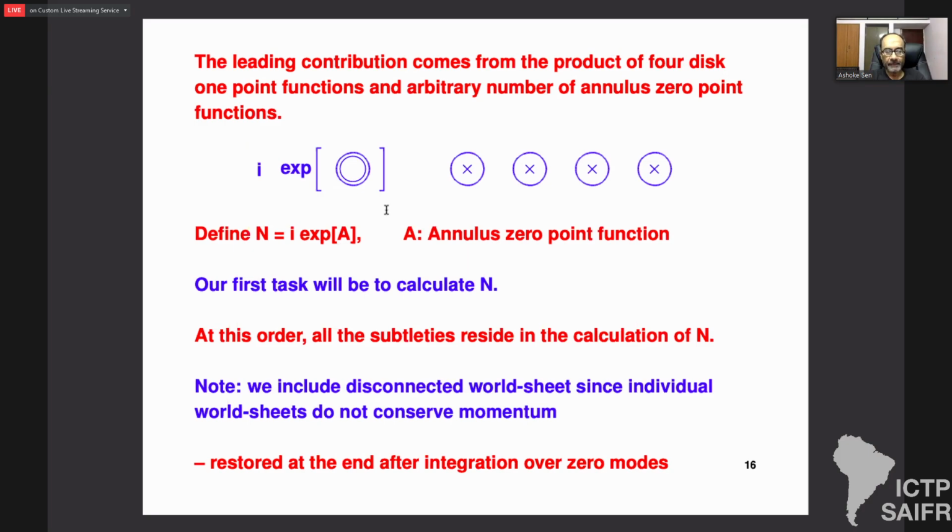So we'll be focusing mainly on this computation. The one thing I want to point out here is that we include disconnected worksheets because individual worksheets do not conserve momentum. D-instanton breaks space-time translation invariance. And the momentum conservation is restored at the end after integration over zero modes. And we'll see later how that is done. But because there is no momentum conservation on individual worksheet components, you have to include disconnected worksheets.